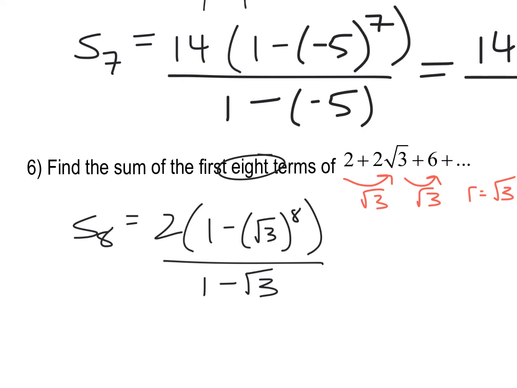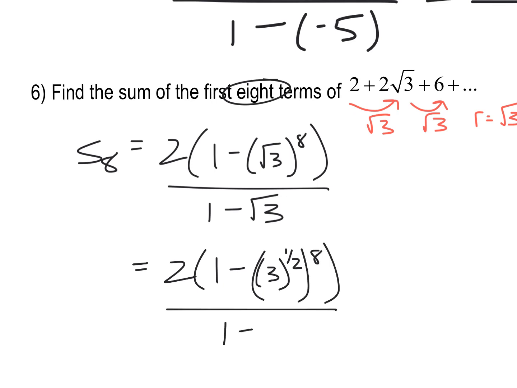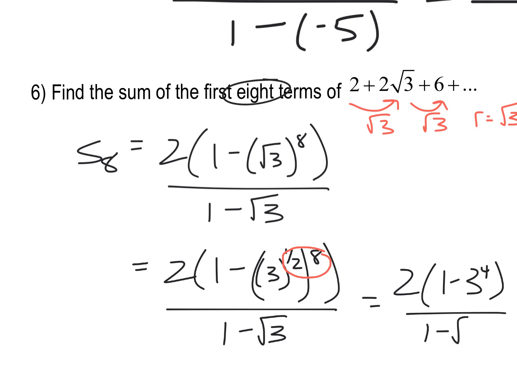Okay, so this is a little bit strange, but I am going to algebraically be really careful here with my radical. Do you remember that root 3 is the same as 3 to the 1/2? And then I can make that 8. I got a little bit crazy with all my parentheses there, but that's okay. So root 3 is the same as 3 to the 1/2, and then this algebra becomes really easy. This just becomes positive 3 to the 4th. So it's 2, 1 minus 3 to the 4th, over 1 minus root 3.